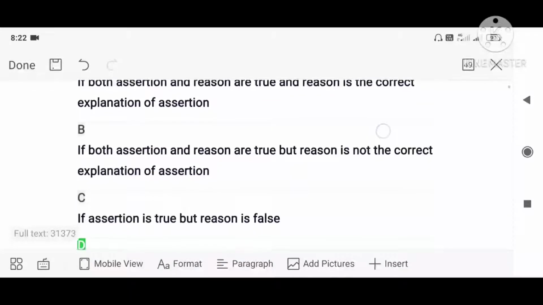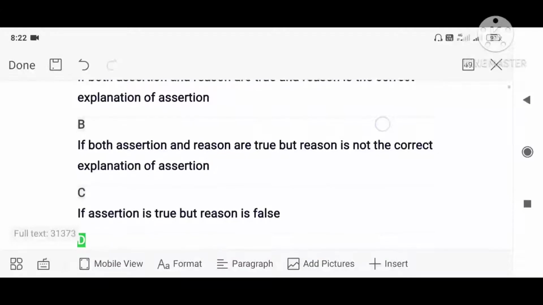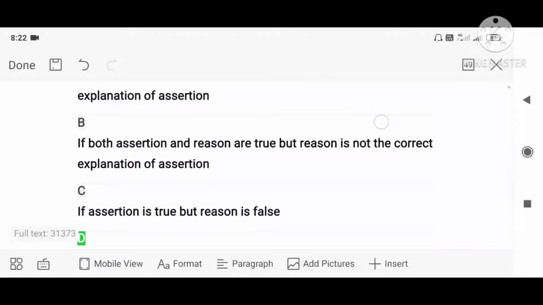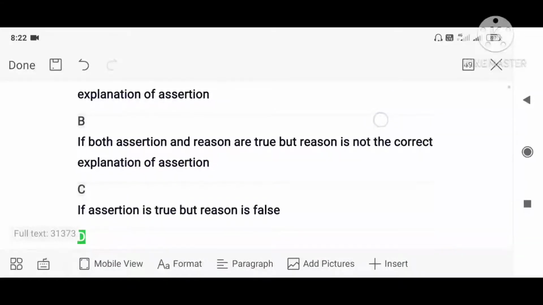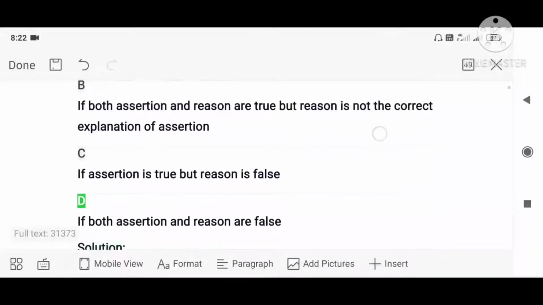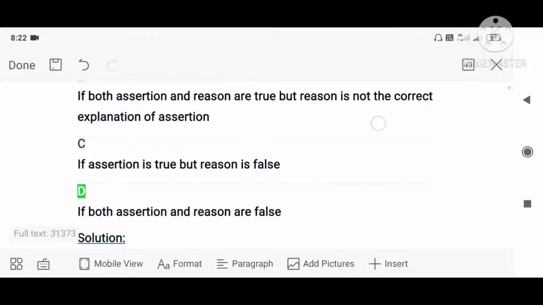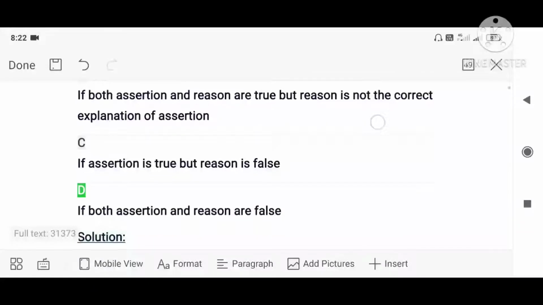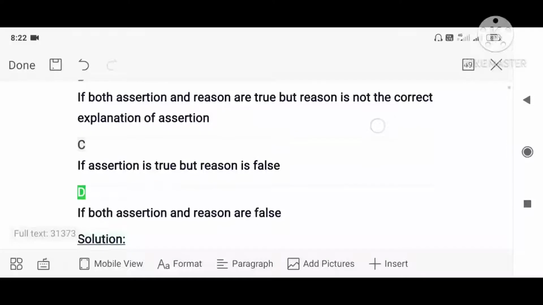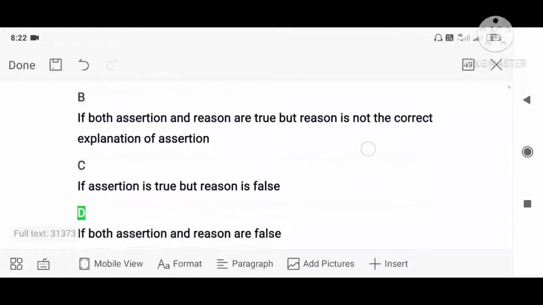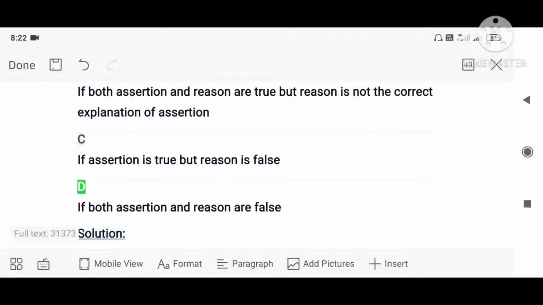C, if the assertion is true and the reason is false. The statement is correct, but the reason given is wrong. And the last one, D, is that both are wrong. The assertion, the statement, is wrong, and the reason for the given statement is also wrong. So, the answer for this is D, both assertion as well as reason are false.